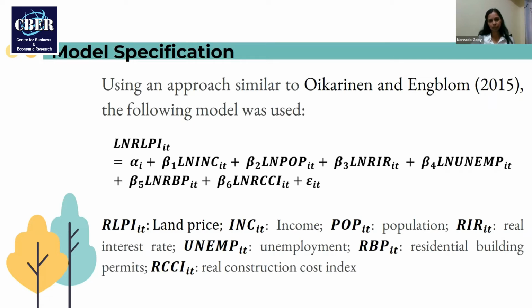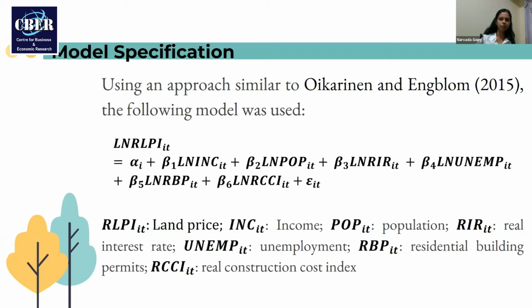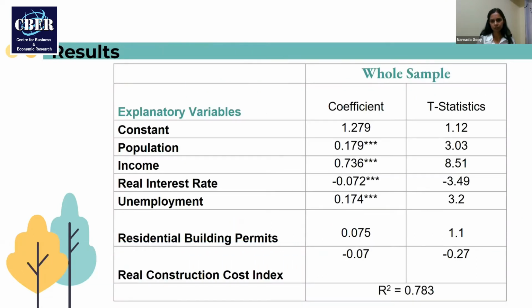From there, we have income included as one independent variable. Then we have population size. Then we have real interest rates. We have unemployment. Next, we have residential building permits and construction costs. So the following regression was performed, and the following results were obtained.